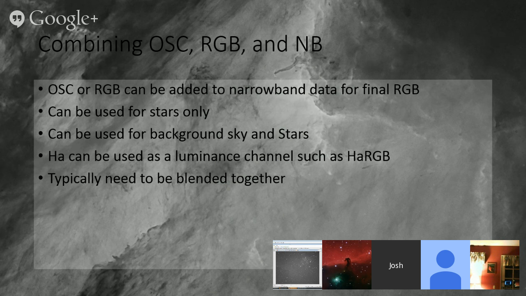You can actually add all of them together. You can just add the narrowband channels to your R, G, and B channels. You can create luminance channels with your hydrogen alpha, or you can combine them with synthetic luminance channels. So it really just opens up a lot of possibilities of how you can put together your data.